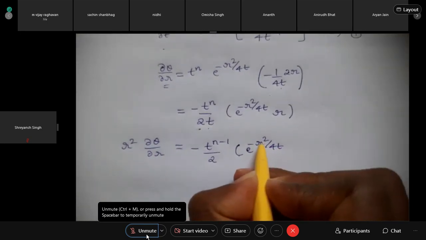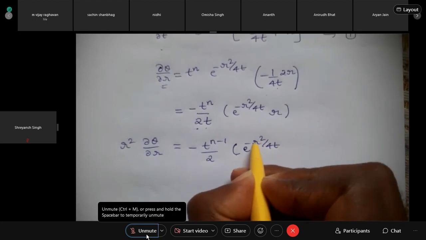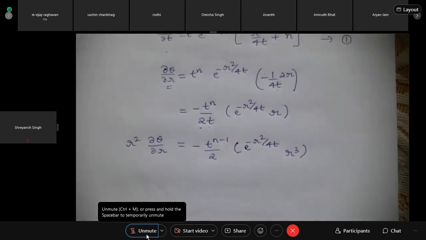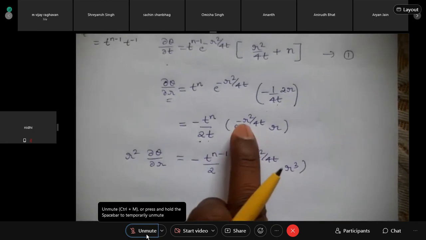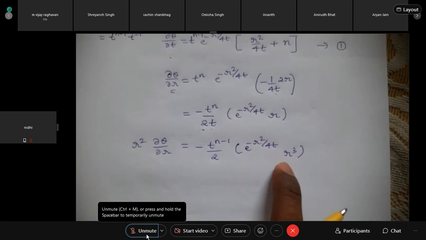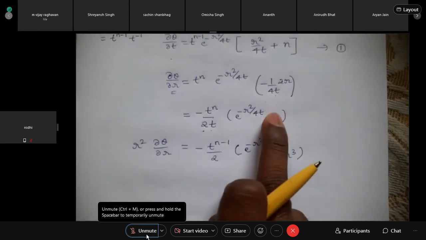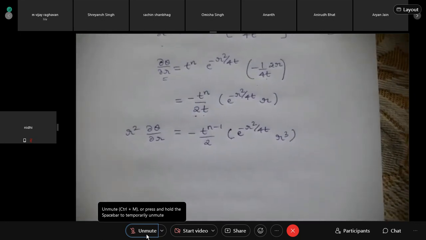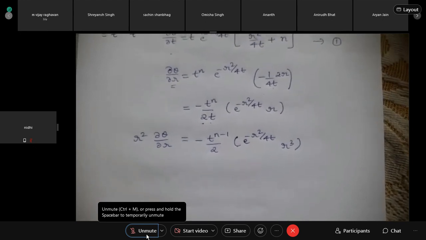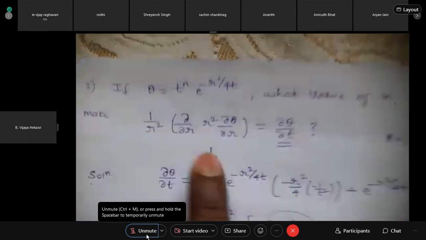What happens to the next term after multiplication by r square? Will this become r power 4? No, it will remain r cube. Do not multiply that r square to the power. It is to be multiplied to the entire term. Since you already have an r here, that makes it r cube. Hope it is correct.